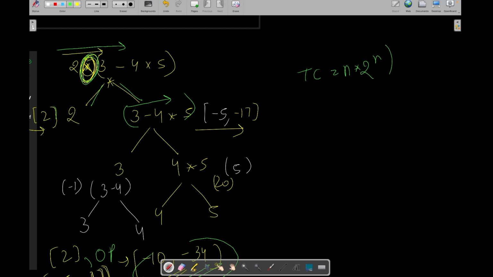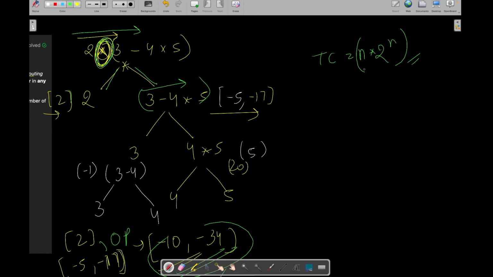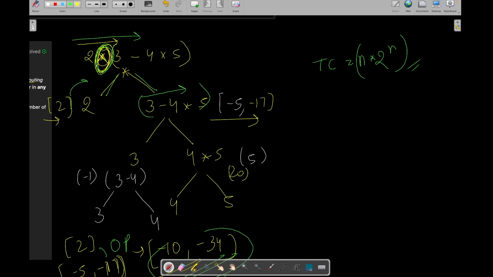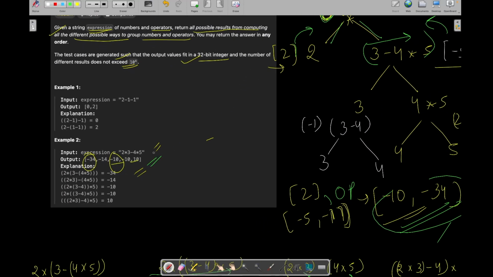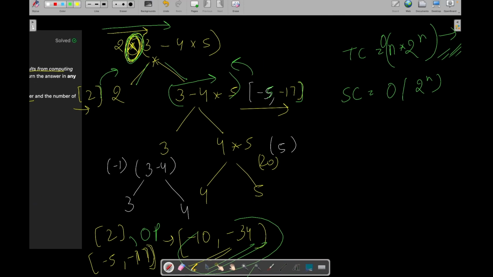So n into 2 to the power n could be its complexity, but more complexity will come into picture, like while returning, the complexity of merging these two vectors or calculating the final value will also come into picture. But that becomes too complicated to calculate, so I will leave it here only. So its complexity will be around n into 2 to the power n, and space complexity will be around 2 to the power n if we consider this output vector space.